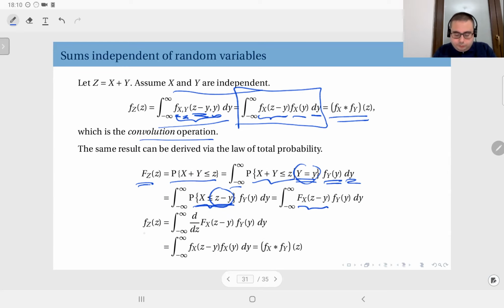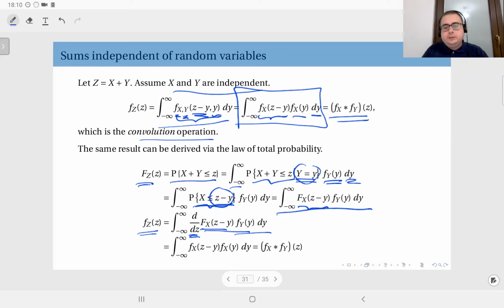And then when you want to find the PDF of z, you just differentiate this integration with respect to z. Again, the differentiation can penetrate into this integral because the integral does not depend on z. Therefore, inside you have this function depending on z only. These do not depend on z. So differentiate that function with respect to z.